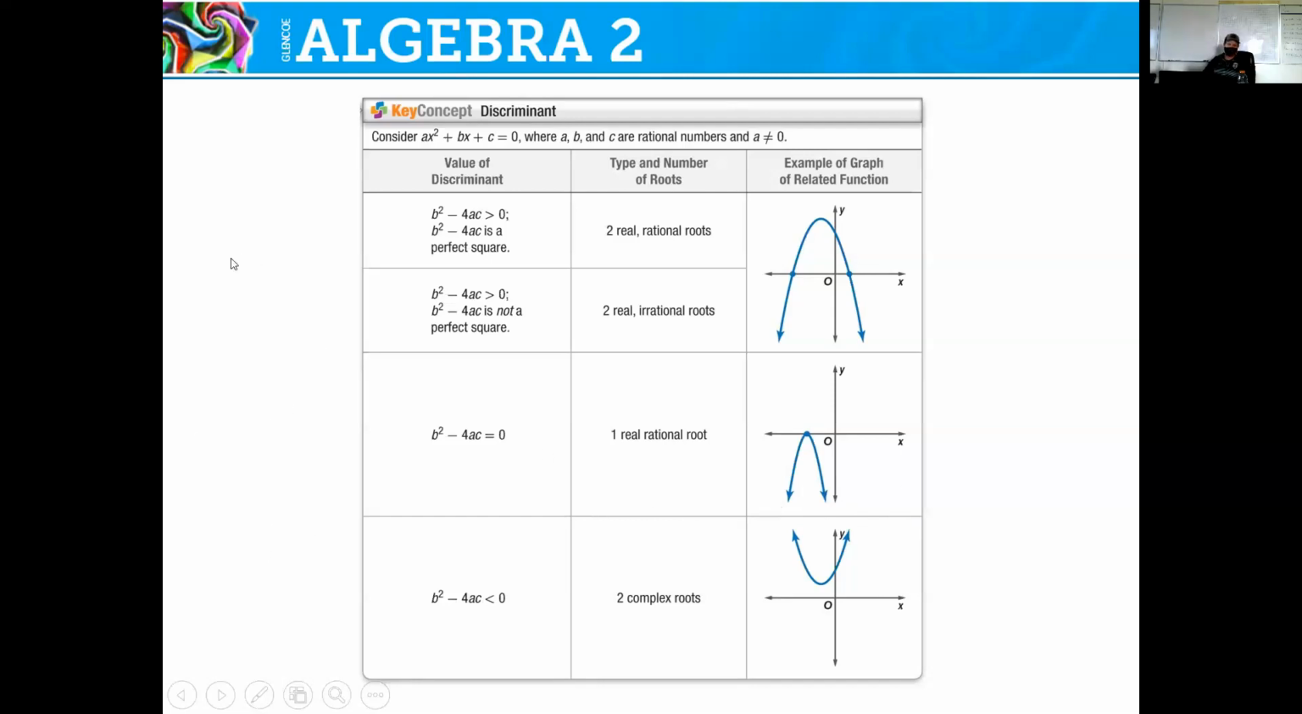So I'll give you just a couple seconds to write that stuff down. And then we're going to use the discriminant just a little bit to figure out what type of roots we have. We won't have to go all the way through the quadratic though.